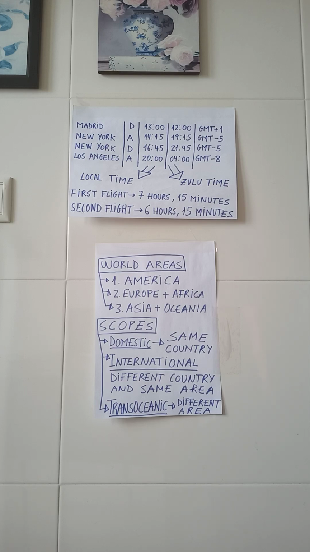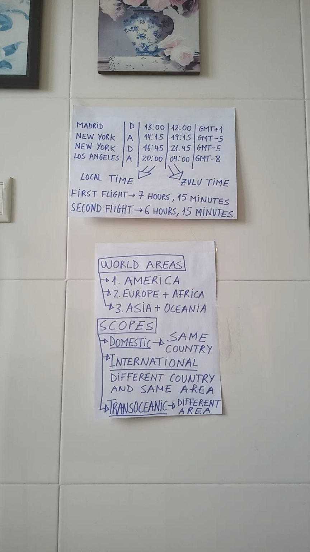At the top of the first folio, we can see 5 columns: 1, 2, 3, 4, 5. The first column has the names of the cities that are part of a route between Madrid and Los Angeles, stopping in New York.